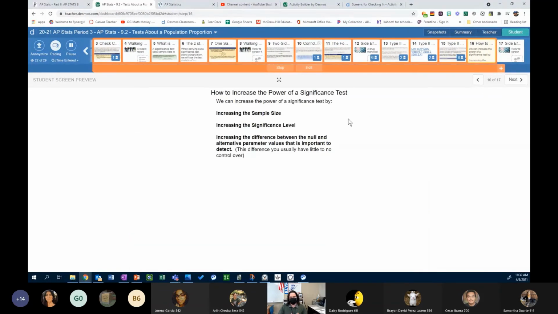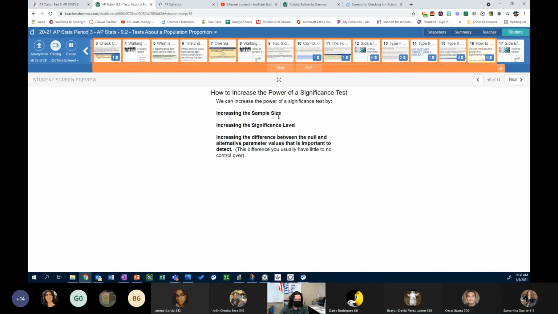Then we have some basic ways that we can increase the power of a significance test, because essentially we want to have a nice high power if we can for a significance test, because that gives us a better chance of finding evidence of the thing we're curious about, right? The alternative. Usually we want evidence of the alternative, right? So a higher power gives us a better probability of finding evidence that the alternative hypothesis has support and to reject the null hypothesis.